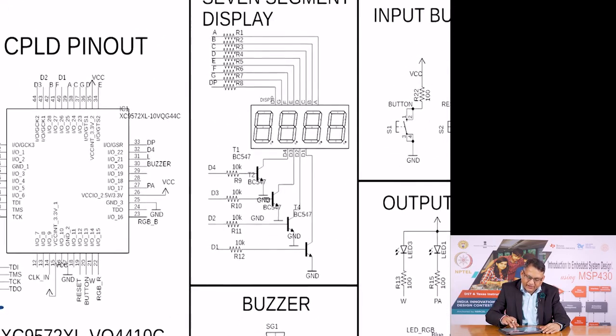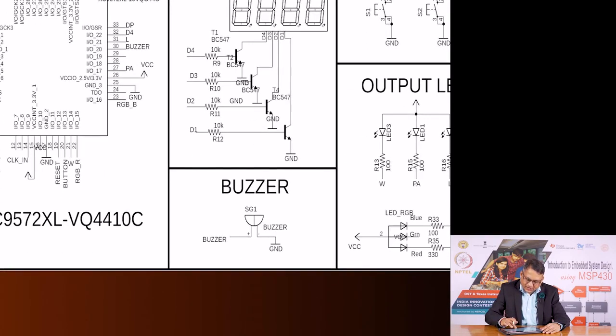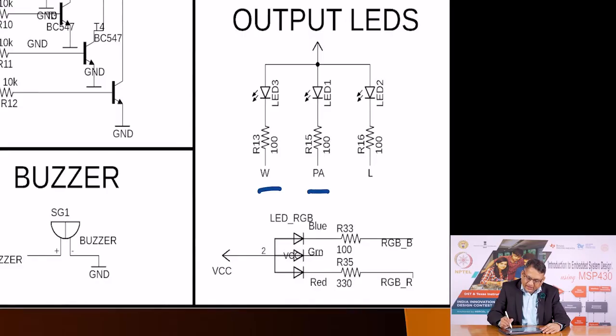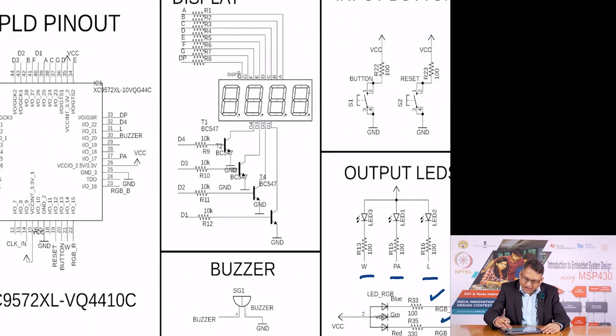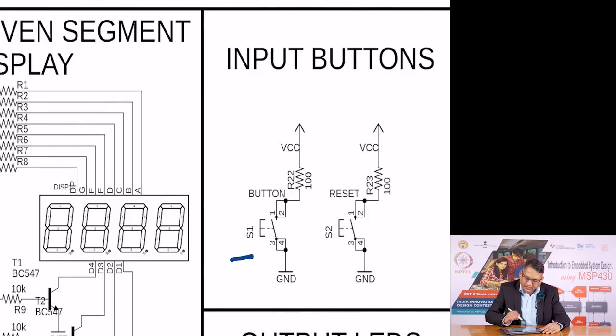Here is the display, which is a 4 digit 7 segment display. Here is the buzzer. These are the output LEDs for win, play again and lose, and also stage 1 and stage 2, and these are the 2 switches for playing, the user button and the reset switch. This is what we have.